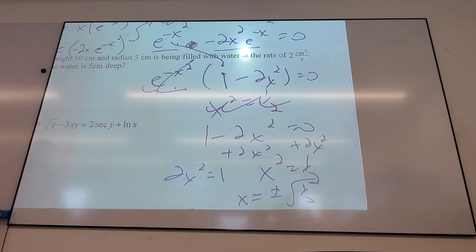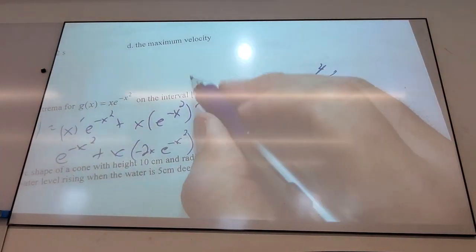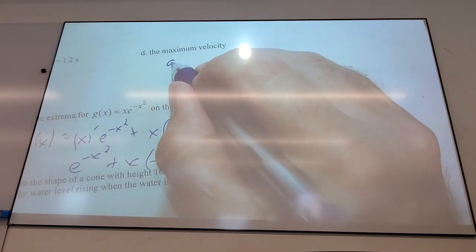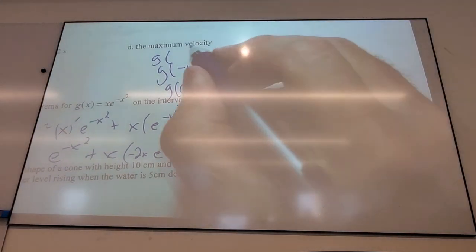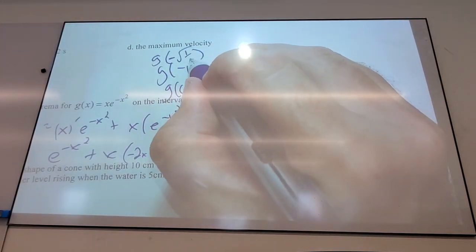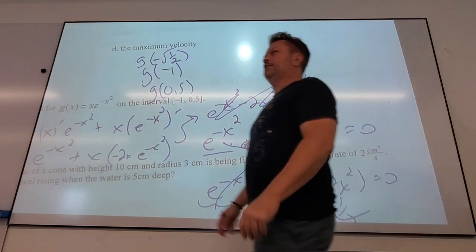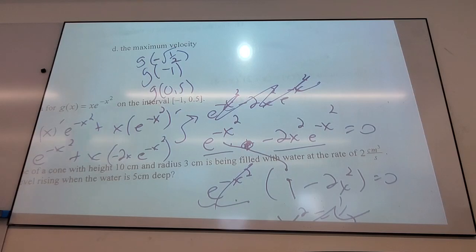Now you just plug things in. What am I going to plug in again? -1. And where am I going to plug it in? So I'm going to plug in -1, 0.5, and of course negative square root of 1/2. 0.7 was good enough to determine which was which, but I need to know exactly what the alpha is. And then you just step back and see what's the biggest, what's the smallest, and you circle those. Max, min, next.